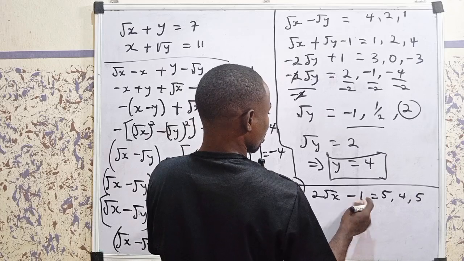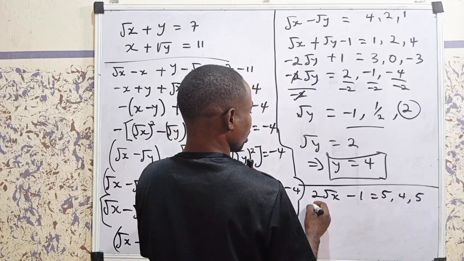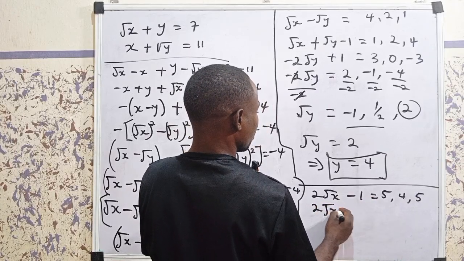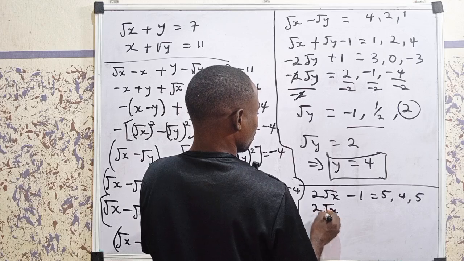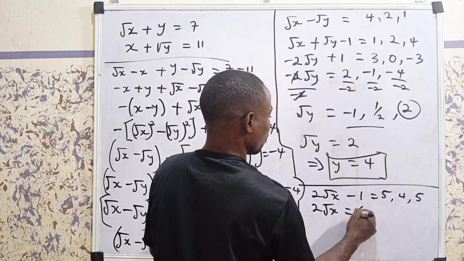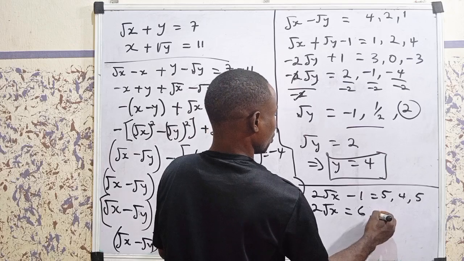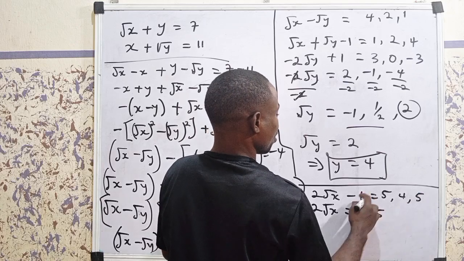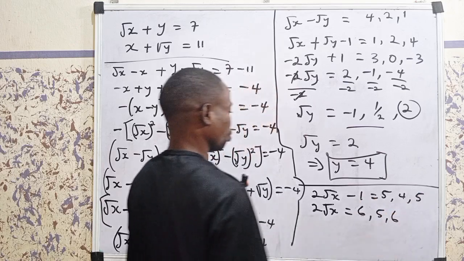So I will still add positive 1 to both sides. If I do that, what I'm going to be having is 5 plus 1, which is 6, and then 4 plus 1, 5, and 5 plus 1 is 6.